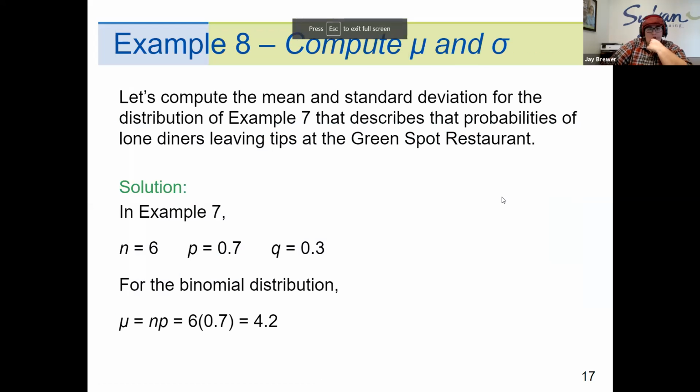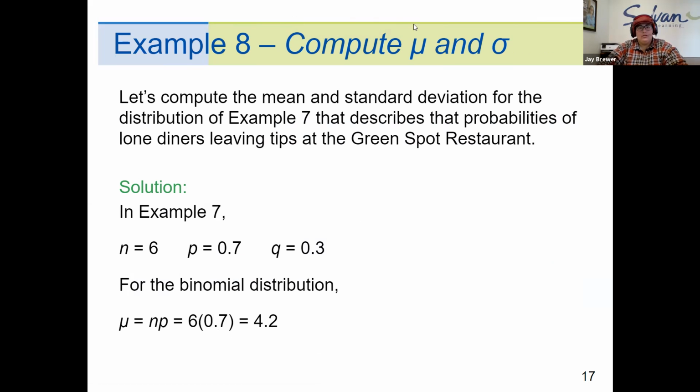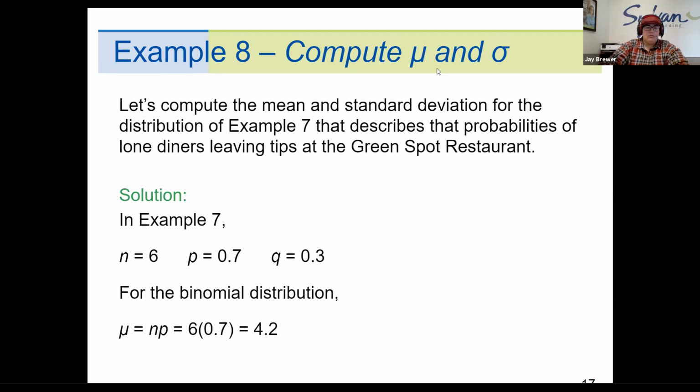Let's take an example here. If we're given n equals 6, our p is 0.7 and our q is 0.3. If we wanted to find the mean, we're just going to take n times p, which is 6 times 0.7, and you get 4.2.